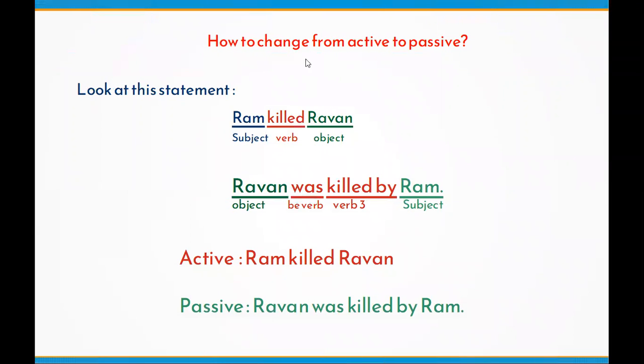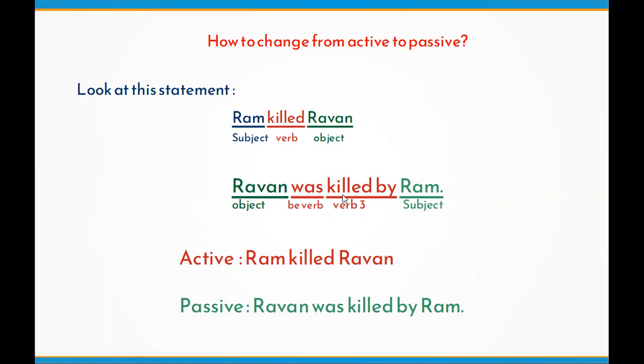Now we can see how to change from active to passive. For example, the same example, Ram killed Ravan. Here Ram is a subject, killed is a verb and Ravan is an object. While writing in passive voice, Ravan was killed by Ram. So here in passive voice, the object comes first. Here Ravan is an object. Was, what is was? It is the be form of the verb. What are the be forms of the verb? Am, is, was or were.